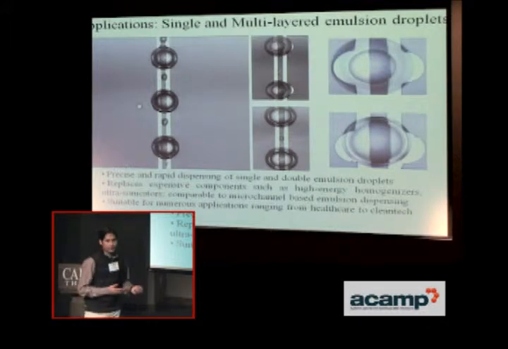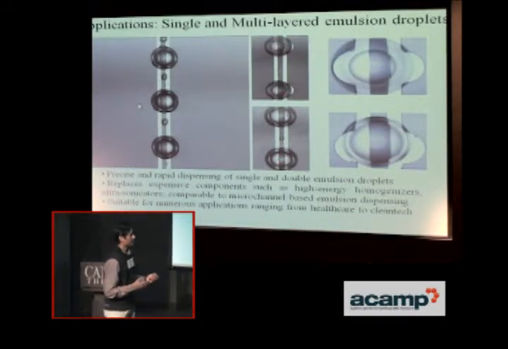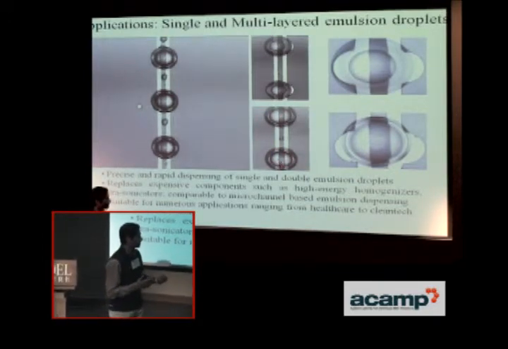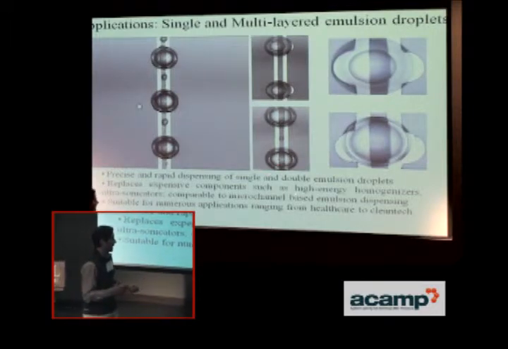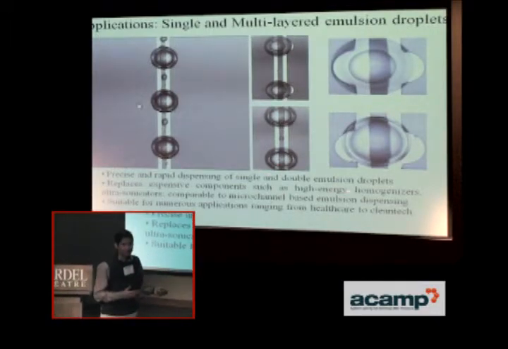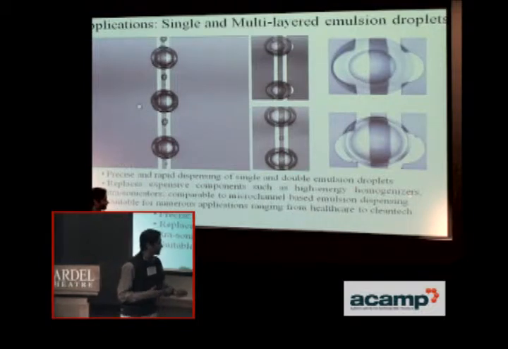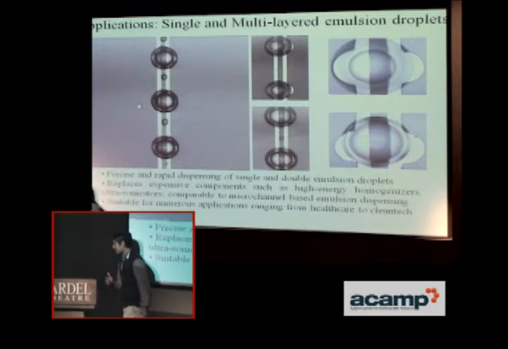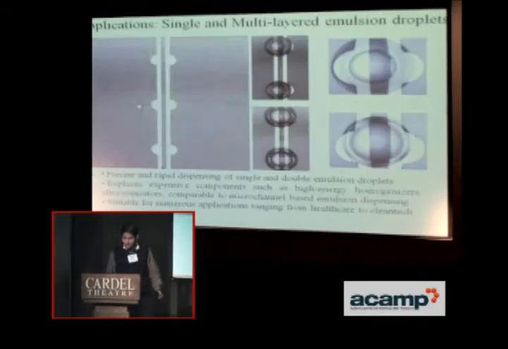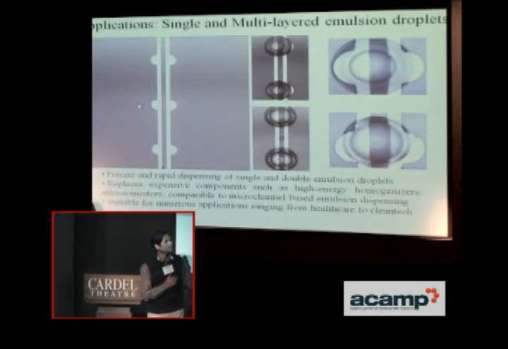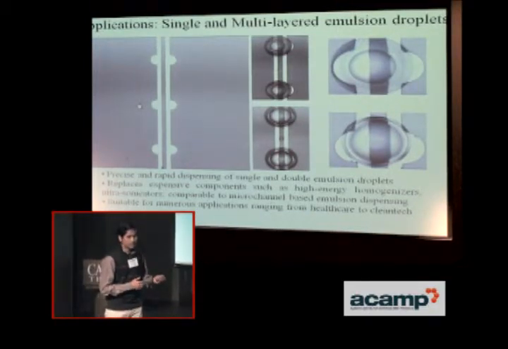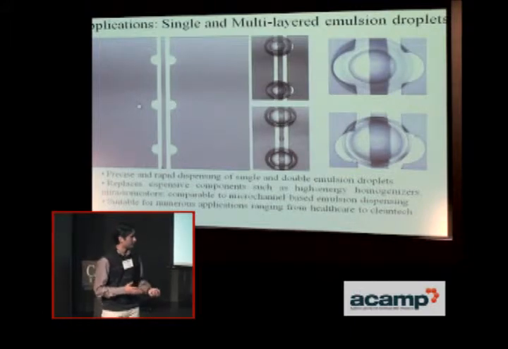Now, normally, nobody can achieve a precision dispensing of emulsion droplets. They have no control on the population of the dispensed emulsion droplet arrays, and the existing technologies are complicated and expensive, like the high energy homogenizers or the sonicators that are available today. What we offer is a simple microfluidic chip that can dispense arrays of precision emulsion droplets, single or higher order, which have several applications ranging from healthcare.